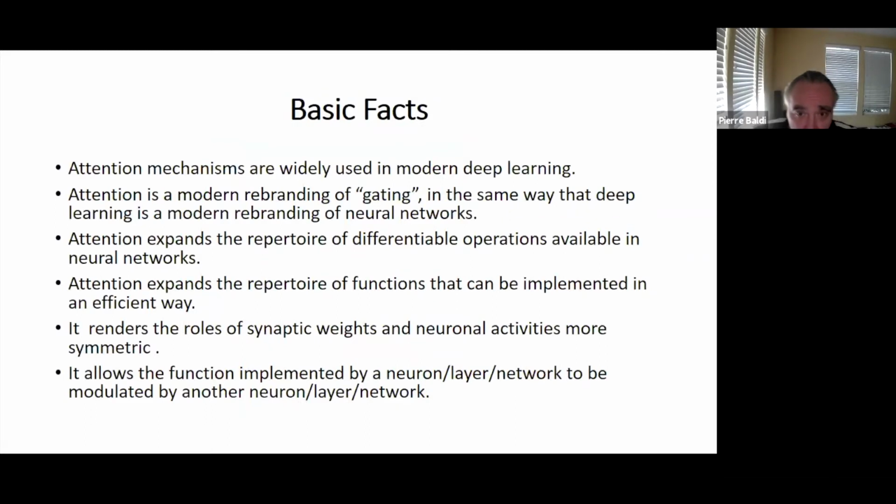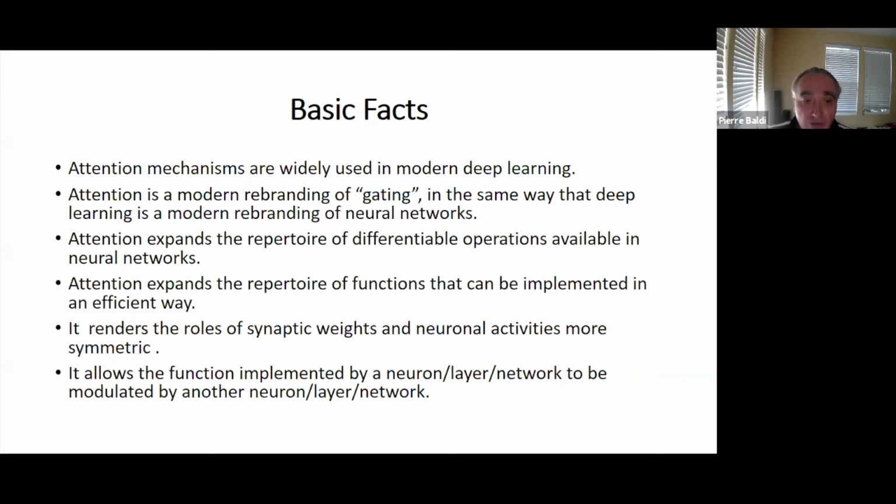So attention, let me mention a few high-level basic facts, and then we'll go into the details. If you look at deep learning today, deep learning architectures, etc., you will see that attention is mentioned very often, and it's widely used in modern deep learning. I will try to convince you that attention is not something new. It's just the rebranding of a classical notion, the notion of gating, in the same way that deep learning is a rebranding of neural networks. But it's not because it's an old idea that it's not useful.